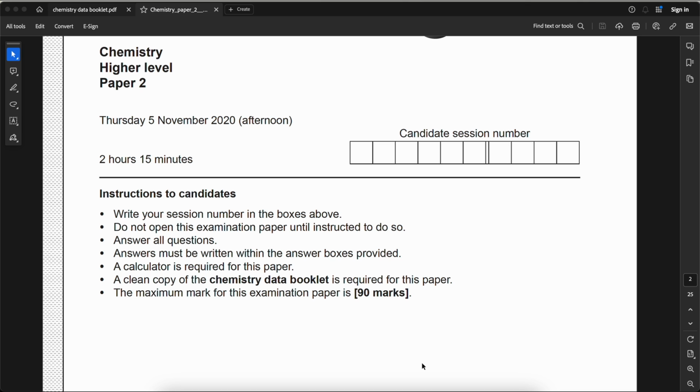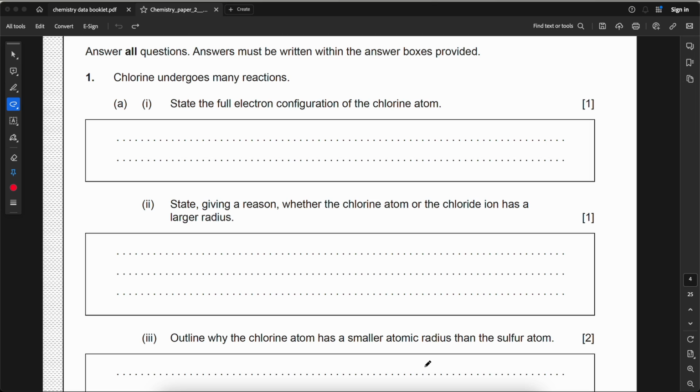And let's get started. Chlorine undergoes many reactions. State the full electron configuration of the chlorine atom. Chlorine with the electron number of 17 has electron configuration of 1s2, 2s2, 2p6, 3s2, 3p5.